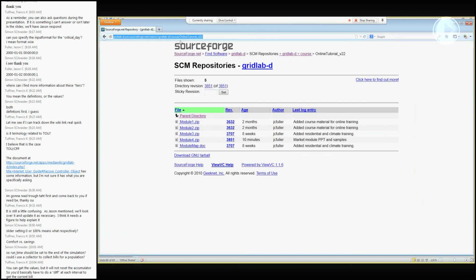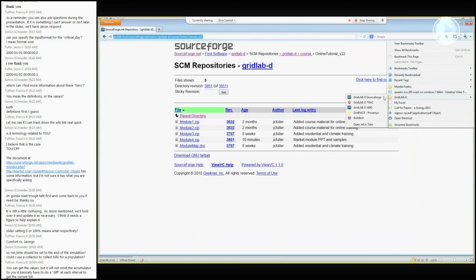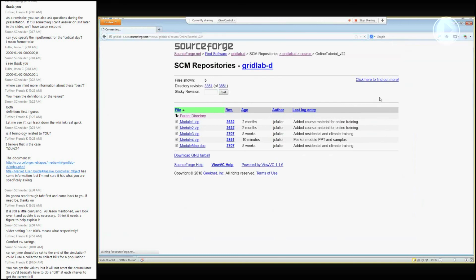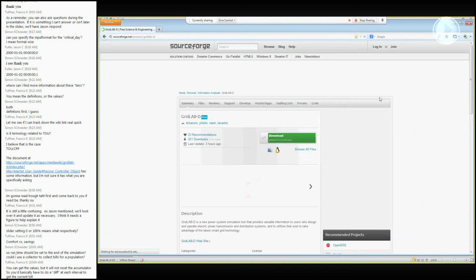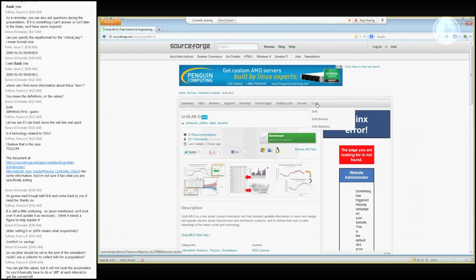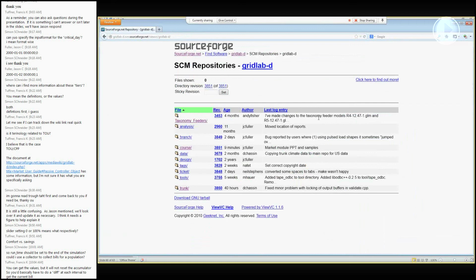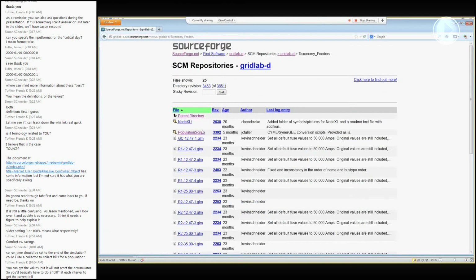So if we go to GridLAB-D, just the SourceForge page, we can go to code, SVN browse, or of course if you've done an SVN download, you already have access to this, but under taxonomy feeders and population script.